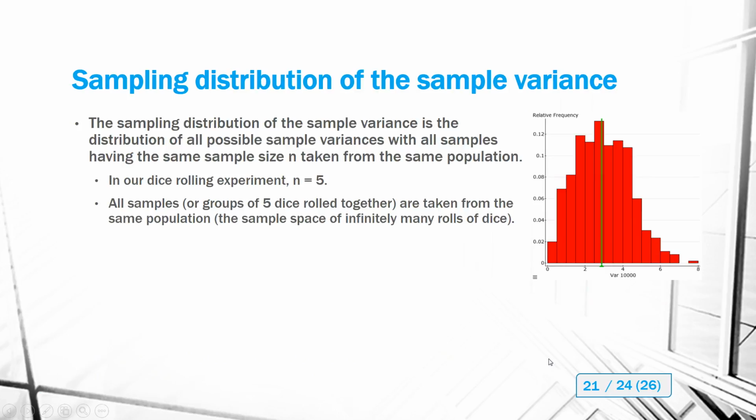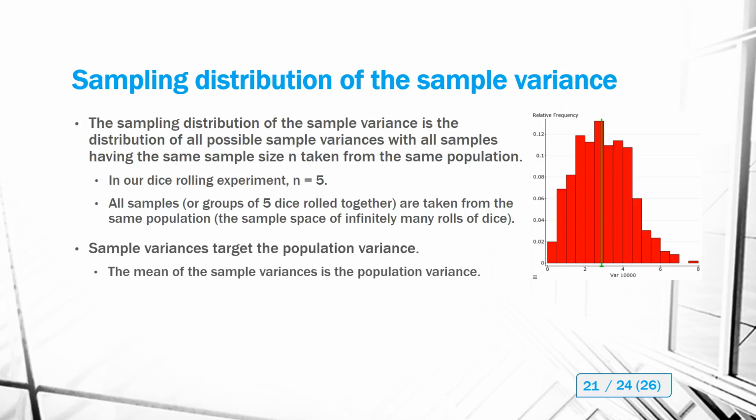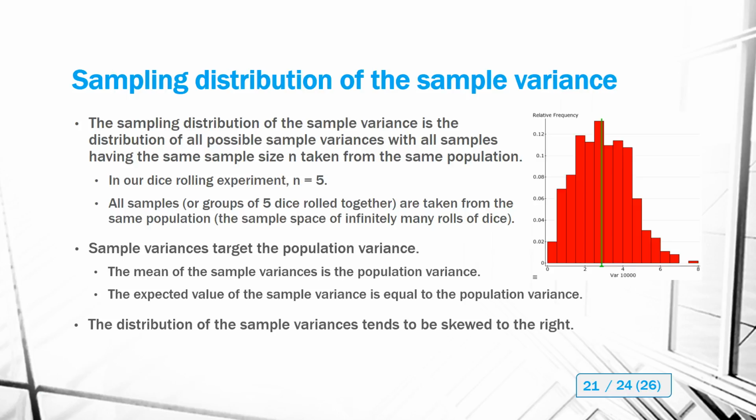So the sampling distribution of the sample variance is the distribution of all possible sample variances with all samples having the same sample size n taken from the same population. So we have the same qualities that we had before, but the difference here is that although the sample variances target the population variance, meaning that the mean of the sample variances is the population variance, the expected value of the sample variance is equal to the population variance, the distribution of the sample variances will not be normal. It tends to be skewed to the right.